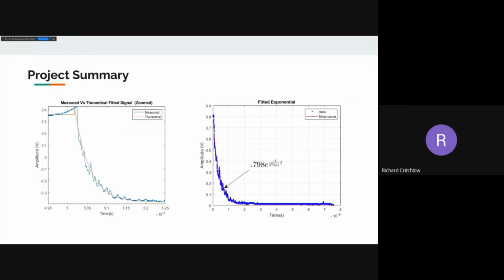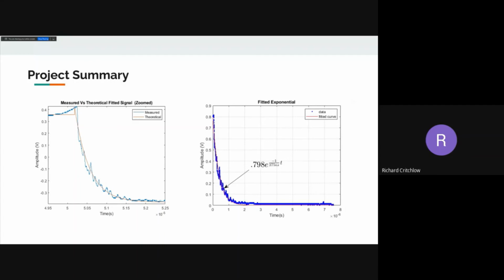So in conclusion, our project was able to meet specifications. We have a fall time of our LED of about 22 nanoseconds, which is well under 100 nanoseconds. We have 30 dB plus SNR.